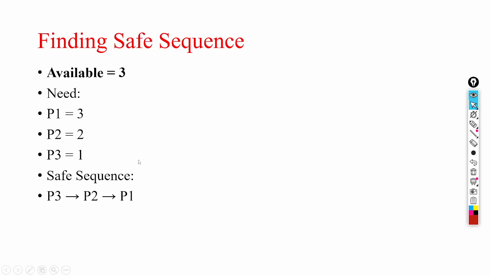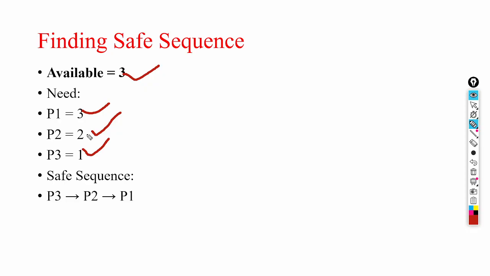Now, finding the safe sequence. There are 3 available resources. We check which process can finish first. P3 requires only 1, P2 requires 2 and P1 requires 3. So since available resources are 3, P3 can complete.